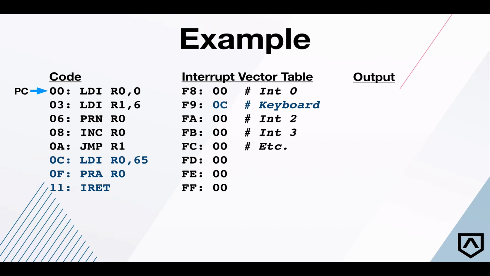And then at address 11, hex, we have an IRET instruction. This is return from interrupt. So when this happens, this is going to do all the stuff about restoring the state of the code to what it was before. It's going to pop the PC off the stack. It's going to pop all the registers off the stack, all the flags off the stack, and then the interrupt will be completed. We'll say it has been serviced, and then the code will continue where it left off.